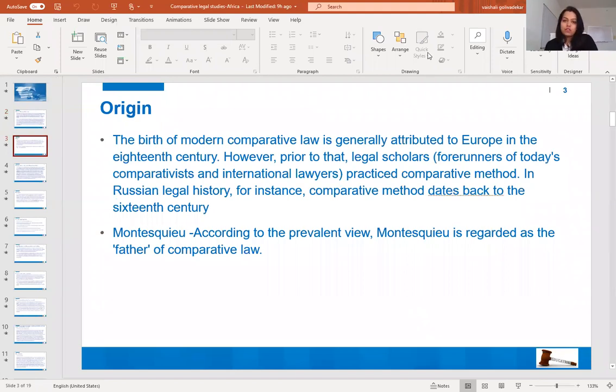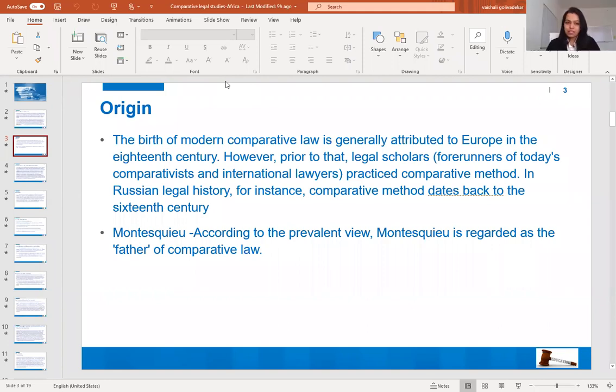So what is the origin of comparative law? Who started doing this comparison? The birth of modern comparative law is generally attributed to Europe. So it started in Europe in the 18th century. That's what we know. However, prior to that, legal scholars, forerunners of today's comparativists and international lawyers, practiced the comparative method. In Russian legal history, for instance, the comparative method dates back to the 16th century. It means it started in Russia in the 16th century.